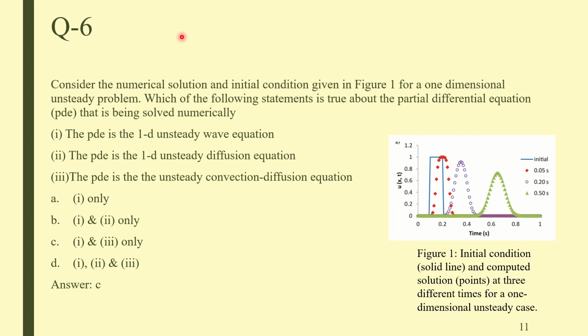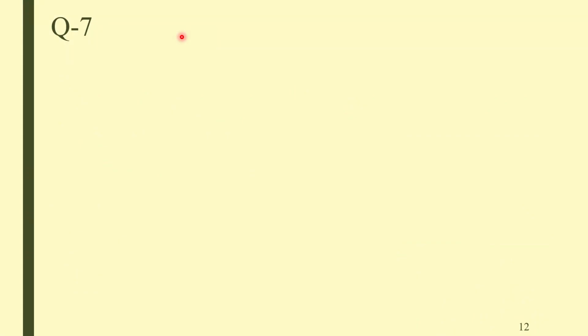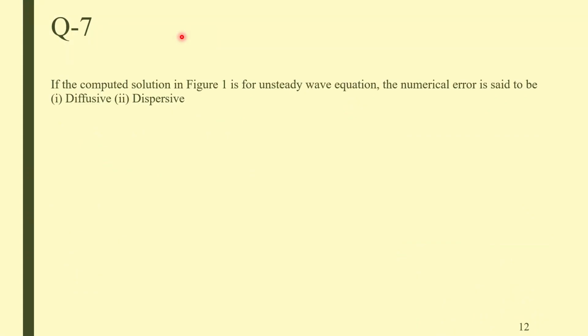Now we'll go to question 7. In question 7, it is asked: if the computed solution in figure 1 is from the unsteady wave equation, the numerical error is said to be, option 1, diffusive. Option 2, it is dispersive.